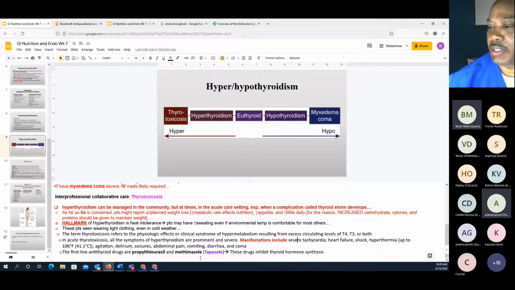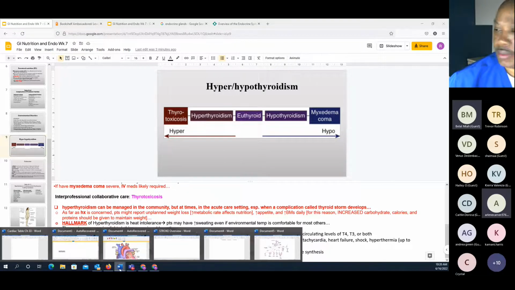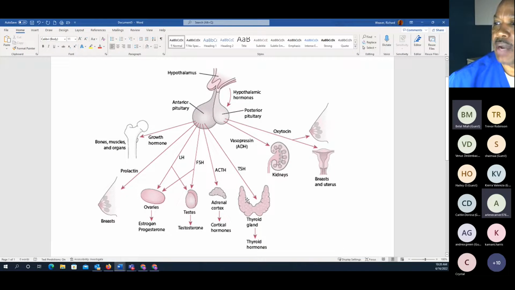I actually had another image I wanted to show you all, just in case some of you are confused about the thyroid system and how it works. All right. So let me know if you guys can see this image here. The hypothalamus and the anterior and posterior pituitary gland. Can you all see that?